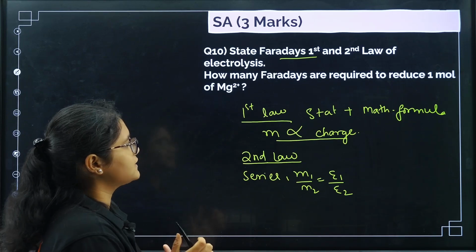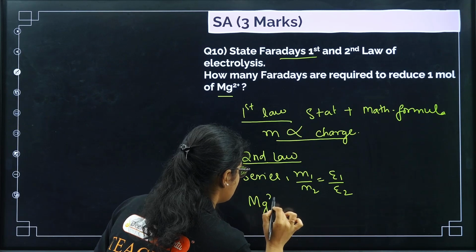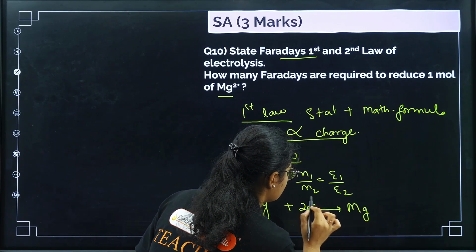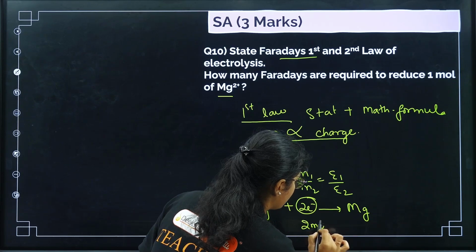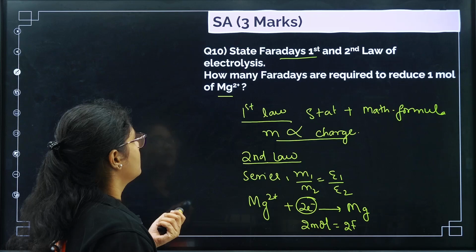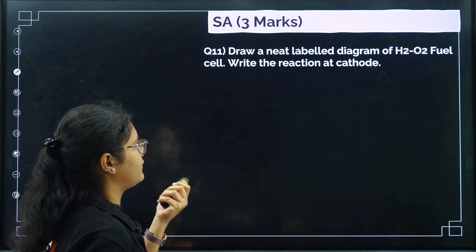Next, how many Faradays are required to reduce 1 mole of Mg2+? If you see, Mg2+ will gain 2 electrons to get converted to Mg. So how many moles of electrons are required? 2 moles, or I can say 2 Faraday. Clear? Okay.